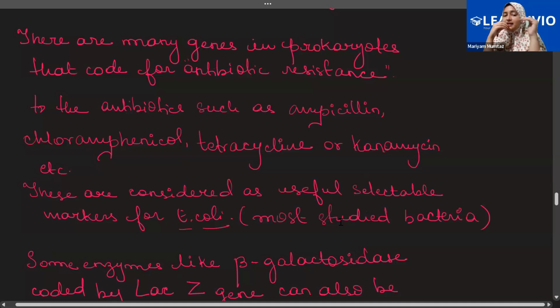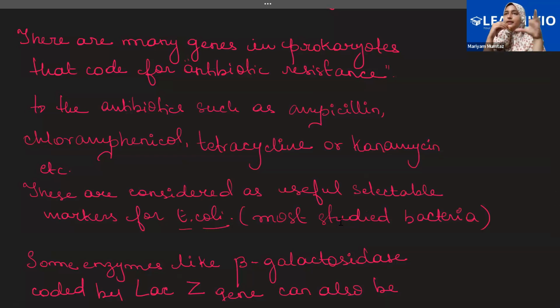So, what I mean by saying this is that, for example, there is a vector and you have inserted a gene of interest in it. Now you have inserted it at a point wherein it was giving ampicillin resistance. It was resistant to the antibiotic ampicillin. Now, if you introduce that foreign gene into that vector, it will no longer be resistant to ampicillin.